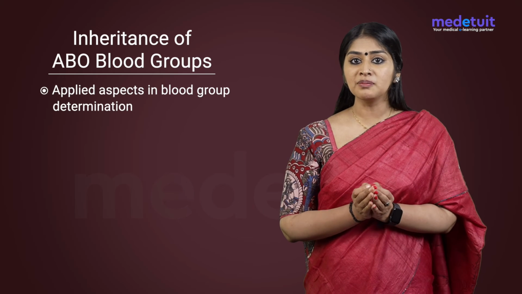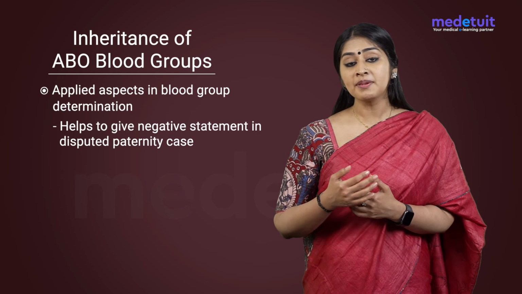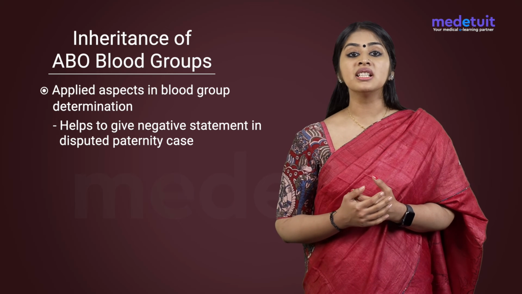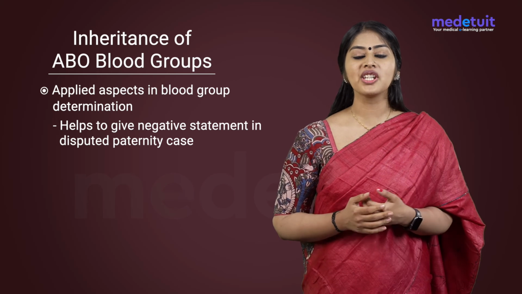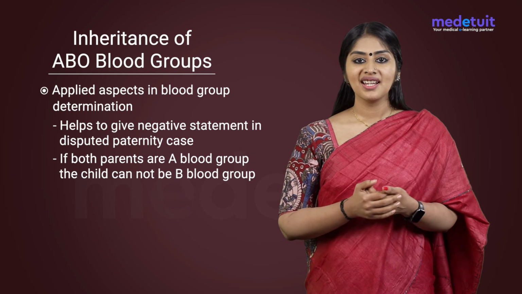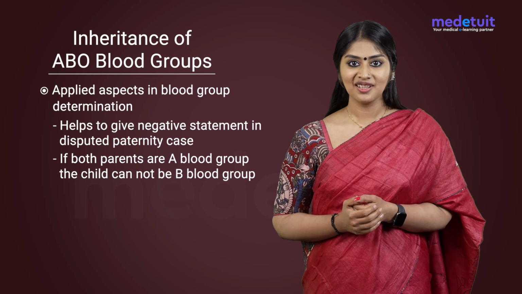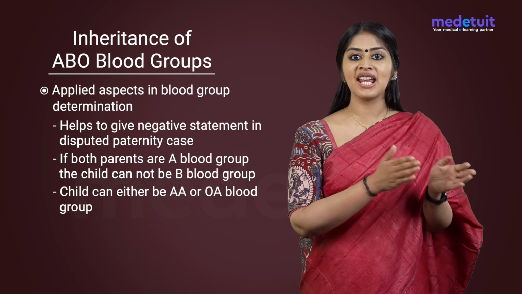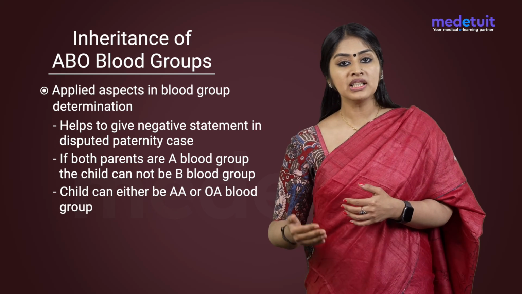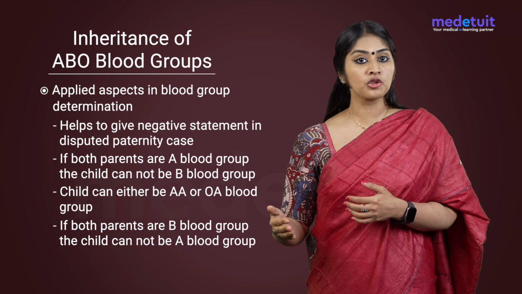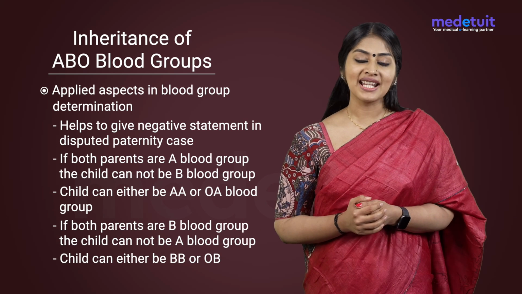So in blood group determination, there are other applied aspects. For example, it helps us to give a negative statement in a disputed paternity case. How is it possible? Supposing both parents have A blood group, the child obviously cannot be B, right? Because the possibilities would be AA and OA for each of the parents and the child cannot be B. Similarly, if both the parents have a B blood group, the child cannot be A. So this is how it helps in applied aspects as well.